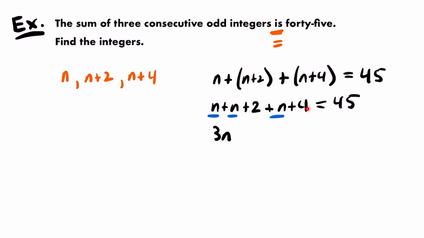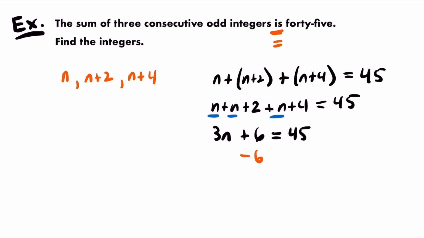And then we also have 2 constants, 2 and 4. 2 plus 4 is 6. So we get 3n plus 6 is equal to 45. Now we just have one variable term, so we want to isolate it so we can solve for n. We need to get rid of this constant of 6.